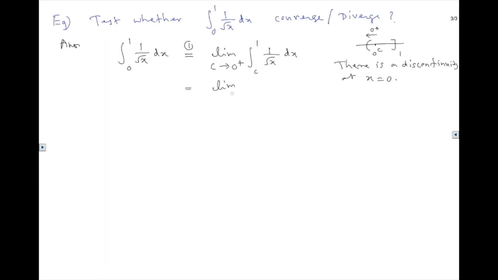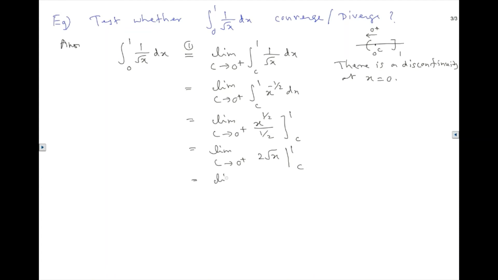So it's the limit as c goes to 0 plus. We can integrate this one, it's a very easy integral. From c to 1, this is x to the negative 1 half dx. You get x to the 1 half divided by 1 half, evaluated at 1 and c. So you get the limit as c goes to 0 plus of 2 square root x from c to 1. That's step 2, integrating it.